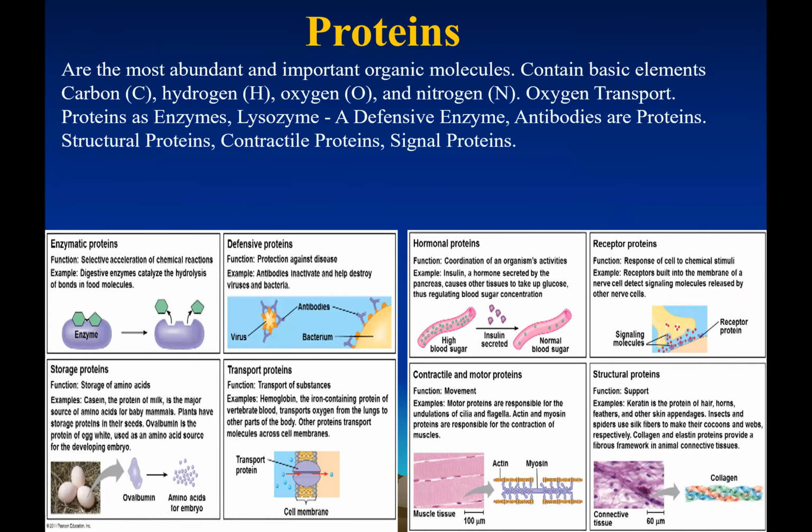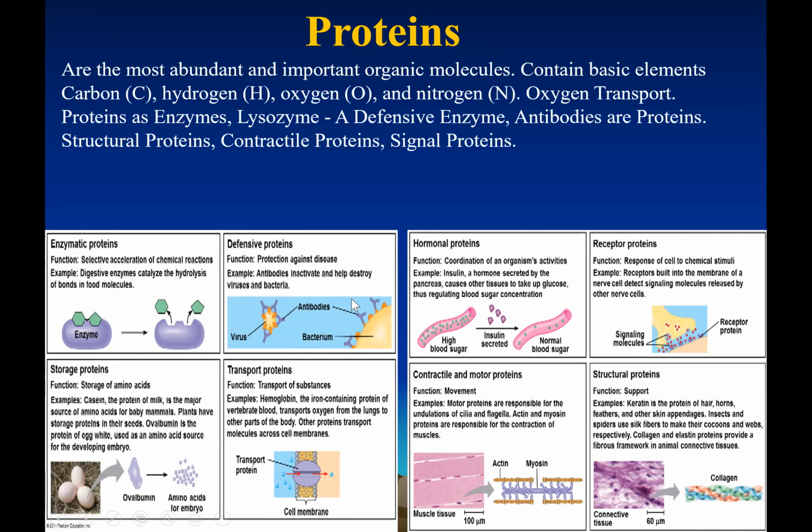Proteins are the most abundant macromolecule found in our body. They contain carbon, hydrogen, oxygen, and nitrogen. They are very rich in nitrogen. They have a whole range of functions in our body. Oxygen transport: here they are talking about hemoglobin. Hemoglobin is the protein that carries oxygen in the blood. They are enzymes. All the enzymes in our body are proteins.